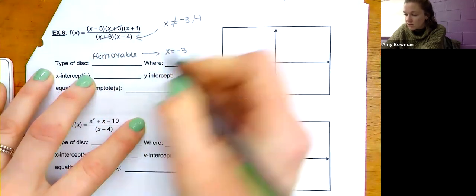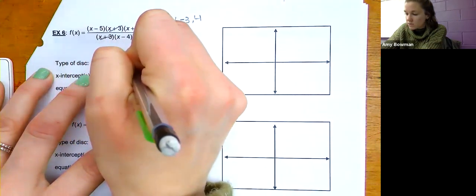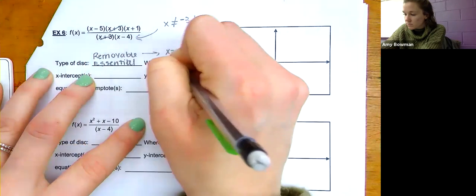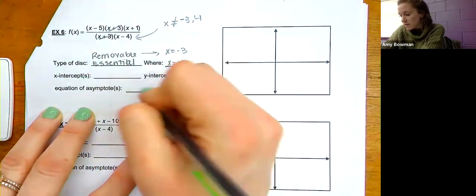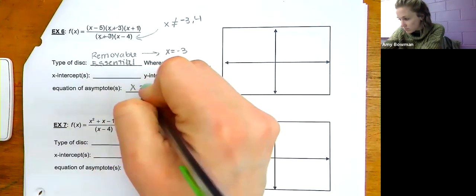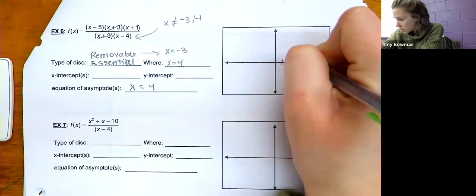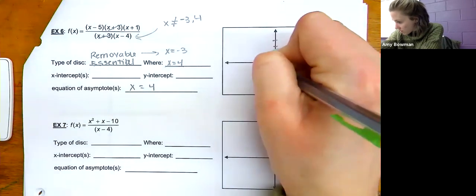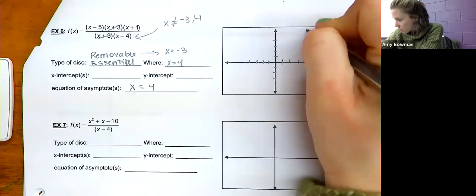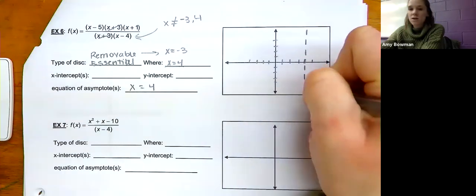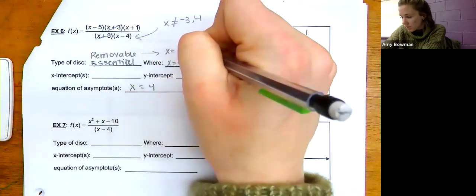And I've got an essential discontinuity when x equals 4. In other words, this essential discontinuity at x equals 4 is definitely the equation of my vertical asymptote, x equals 4. Okay. The removable one means I've got a hole at -3.